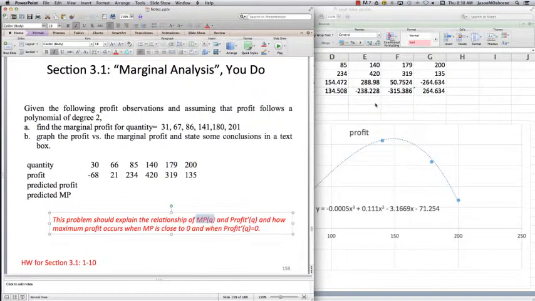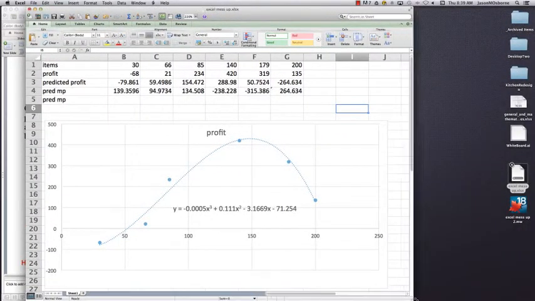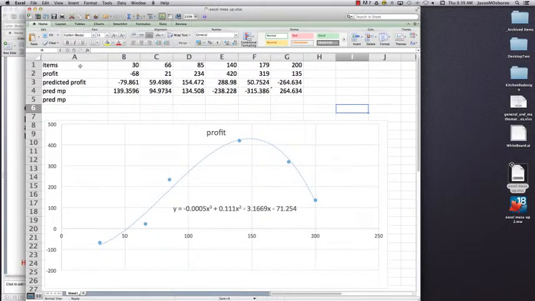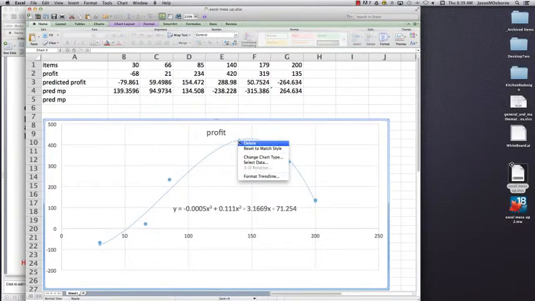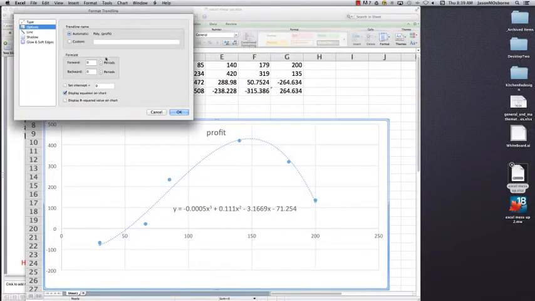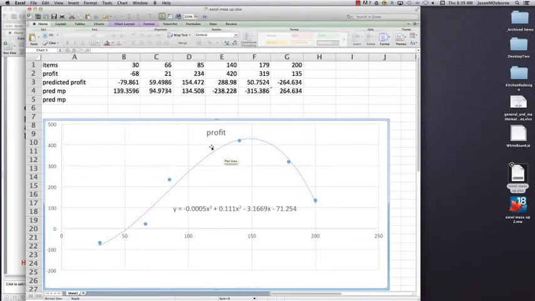Many of us the other day had put these values into Excel to obtain something like this. This is a student solution that somebody was kind enough to send me. Here we can see their items and the profit, and they plotted the profit function and fit the data with a trend line. They are using a polynomial of degree 3 because that seems to fit the data pretty well. Here's our trend line, and the equation is right here. The student did what seems to make sense.